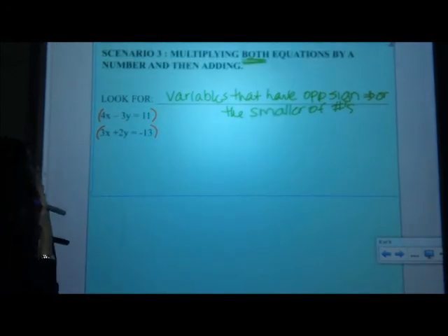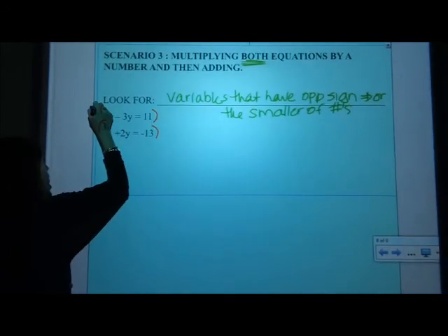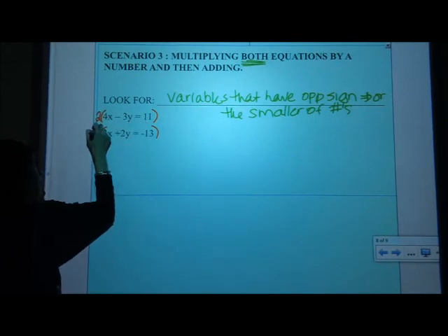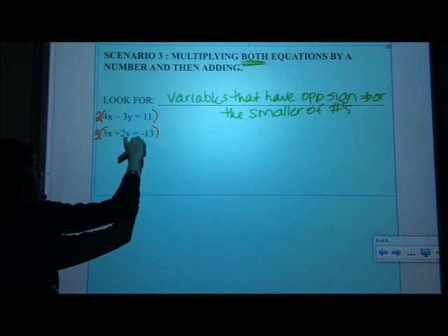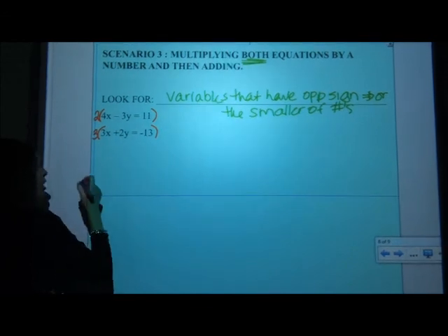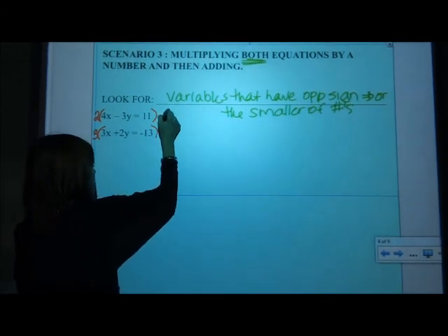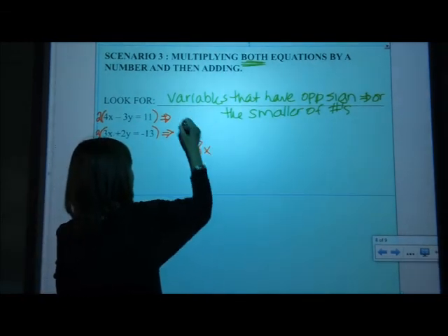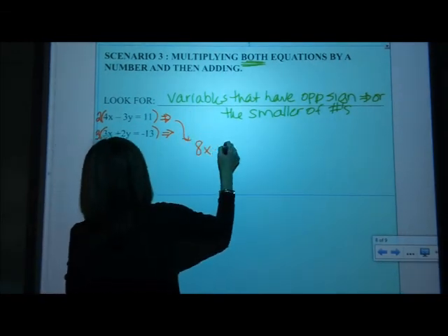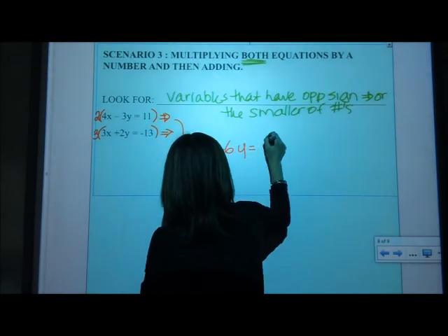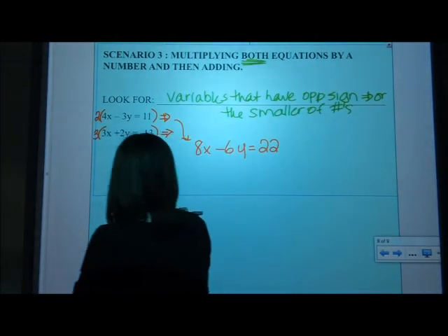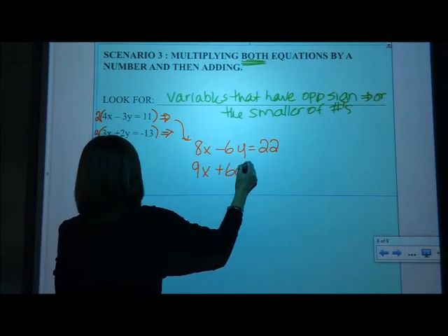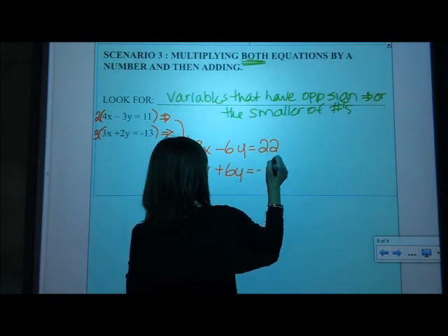so 6 is a common factor of them, right? So I'm going to multiply the top by 2 to make negative 3y into negative 6y. And I'm going to multiply the bottom by 3 to make this 2y into 6y. All right, so I'm going to rewrite both equations. So we're going to get 8x minus 6y equals 22. And the next equation I'm going to get 9x plus 6y equals negative 39.